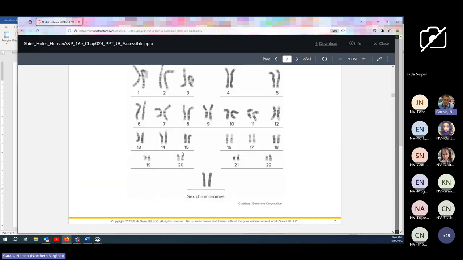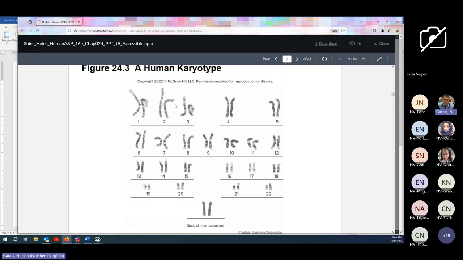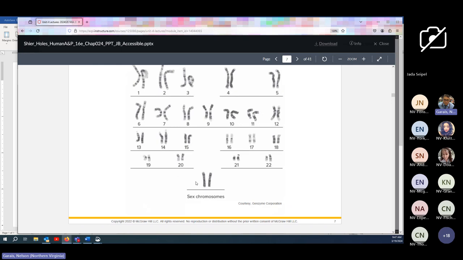Karyotype. This is a karyotype. It is an actual picture of your 46 chromosomes. And you notice how many pairs you have. 22 autosomal pairs and one Barr body, which is your sex chromosome. They call it Barr body, named after someone named Barr, capital B-A-R-R.